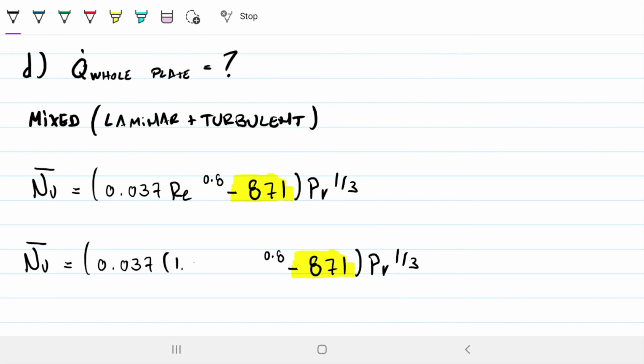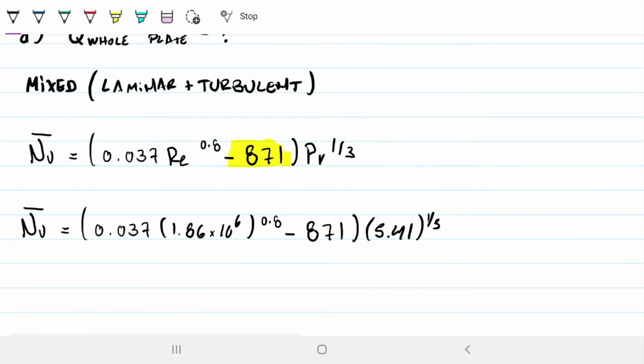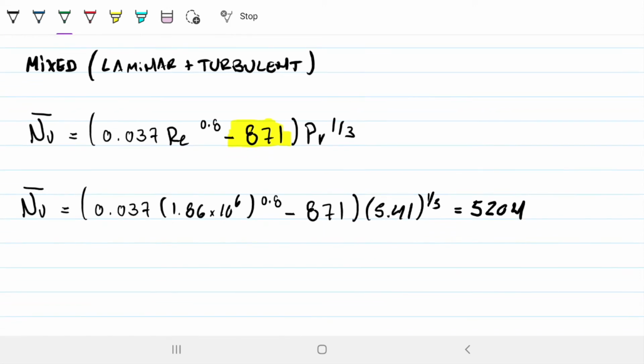1.86, the same 1.86 we used on the previous one, times 10 to the 6th, that's going to be to the 0.8. Then Prandtl we know, 4.1, that's to the 1/3, which gives us an average Nusselt of approximately 5,204. Once again, if I'm after my average convective coefficient, I'm just going to take the average Nusselt for the whole plate, multiply that by my conductivity, divide that by my characteristic length, in this case the whole plate, right?